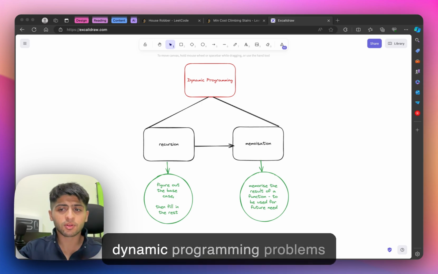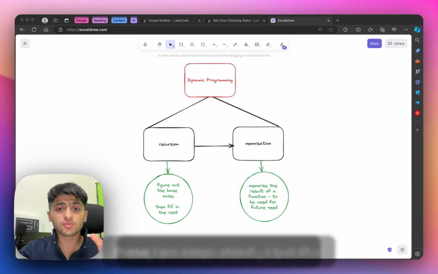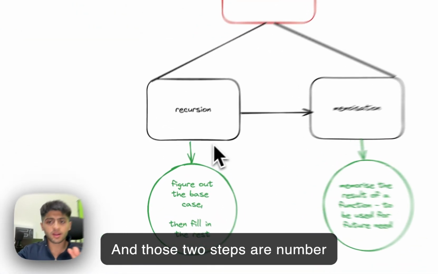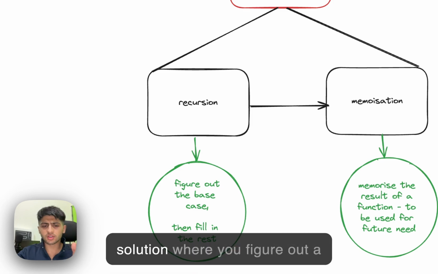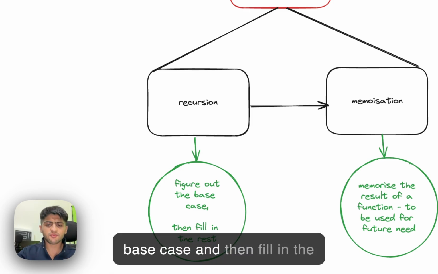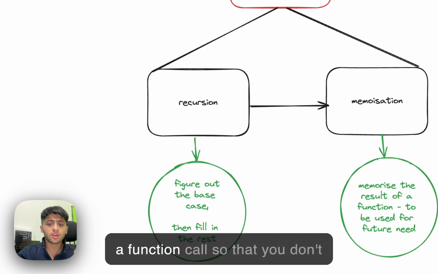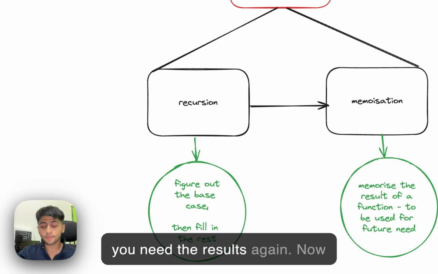But most dynamic programming problems can be solved with a fixed two-step process, and if you nail these two steps down, I bet that you can do 80% of DP problems. And those two steps are, number one, recursion, which is basically coming up with a recursive solution where you figure out a base case and then fill in the rest. And then step number two, which is memoization, which is just a fancy word for saying remembering previous results of a function call so that you don't have to compute it again in case you need the results again.